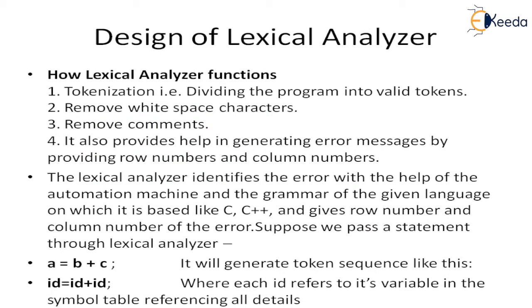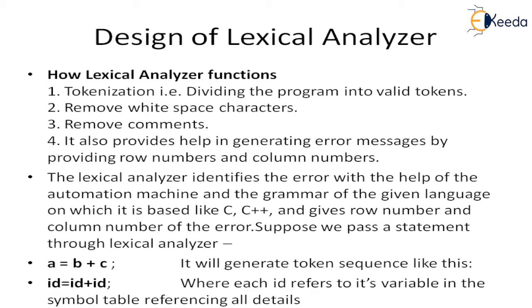So how does the lexical analyzer work, or what is the function of the lexical analyzer? The first function is tokenization. Under tokenization, it divides the program into valid tokens. The second function is that it removes white space characters. The third is that it removes comments, and the fourth is that it helps in generating error messages by providing row number and column number. So all the specification about the error is provided by the lexical analyzer.